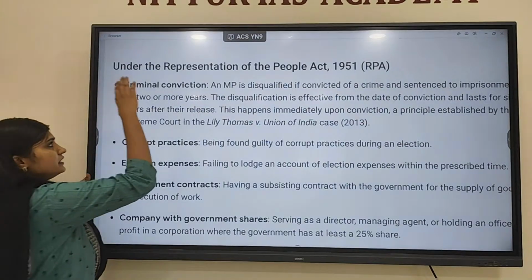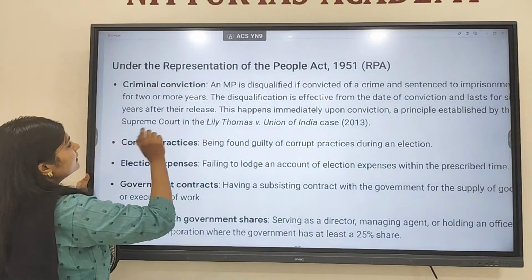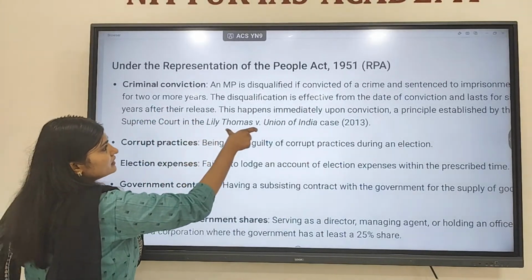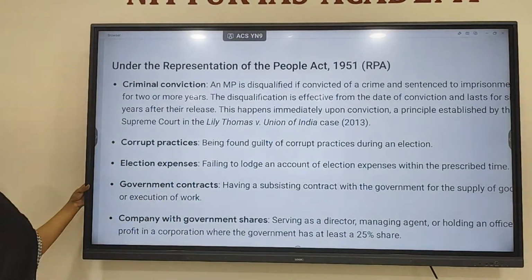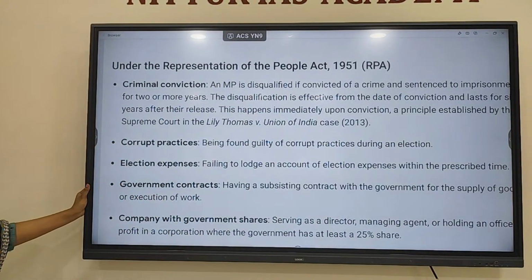Very important. This is very, very important. And this Supreme Court has given this judgment in the Lily Thomas versus Union of India case, 2013. There was a case against the Union of India by Lily Thomas.